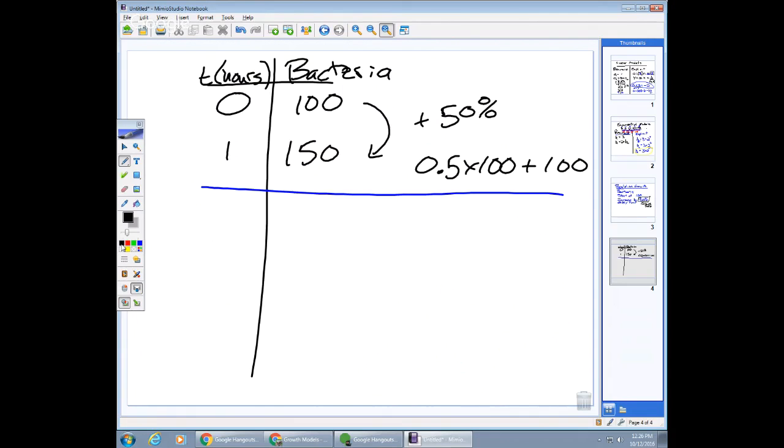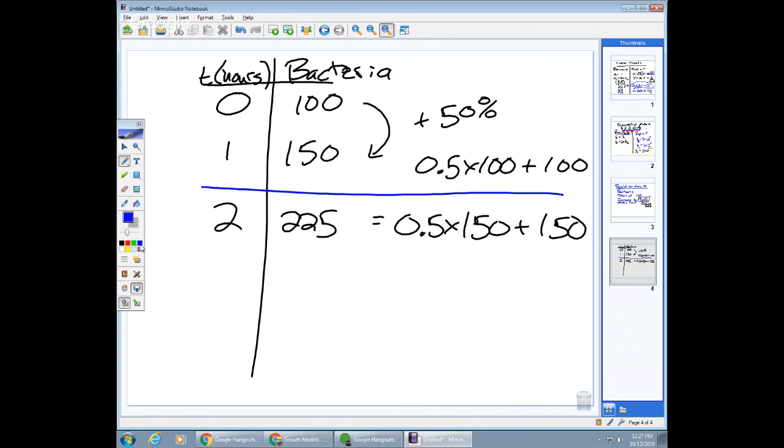So at the moment, I have a recursive pattern. Add 50% more each time. Okay, so let's see. 50% of 150 is what? 75, so I have to add 75 to that, and that should give me 225. Again, the calculation that made that happen was to take 50% of the previous number, 150, and add it back on to that previous number. And then we just keep doing this.